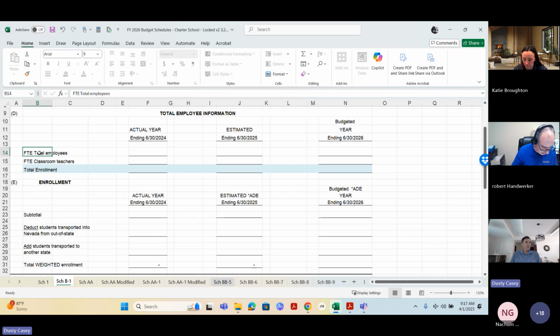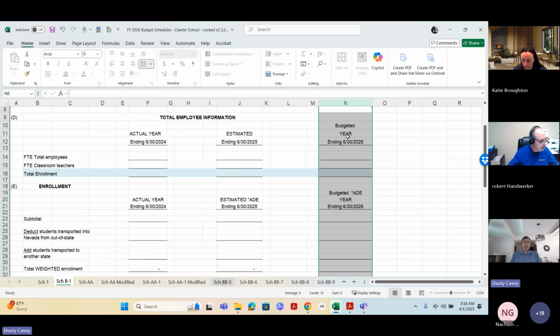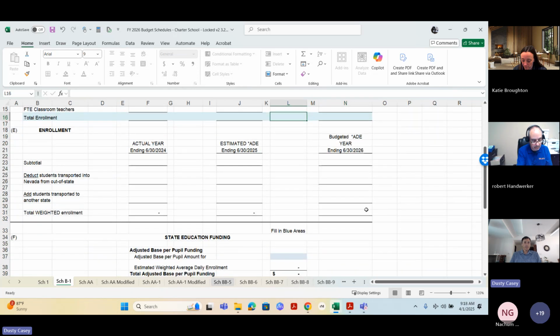FTEs, this is new to the budget tab from the old budget workbook. You have your ending year, FY24. This should really match a lot of this. Anytime we have an FY24 ending year column, it should match what went to your auditors. Obviously, FTEs don't necessarily go to your auditors, but costs and revenue do. So total employees, classroom teachers, total enrollment for last year, for this current year, and then your budgeted year is column N for this tentative budget.